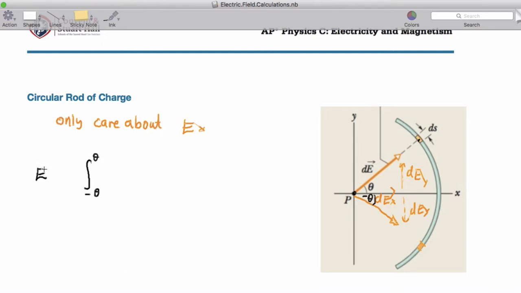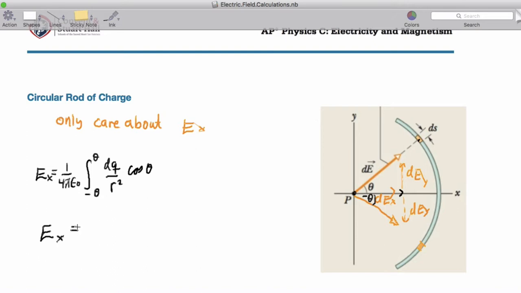We care about Ex, and I'll write 1 over 4 pi epsilon naught here. And we're going to write this as dq over the distance squared. But now we've got to fill in what that means. And we need cosine of theta since it's only the x component we care about. In this case, we actually chose our angle in a smart way if we use SOHCAHTOA. So Ex ends up being 1 over 4 pi epsilon naught times its arm.